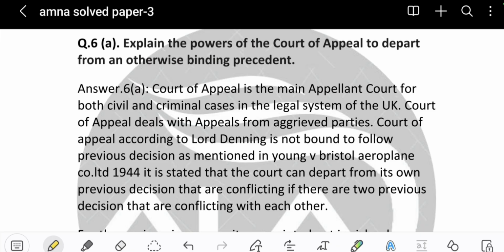And you should also mention that these courts deal with appeals, and these appeals come from the aggrieved parties.